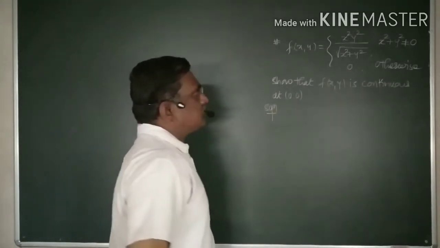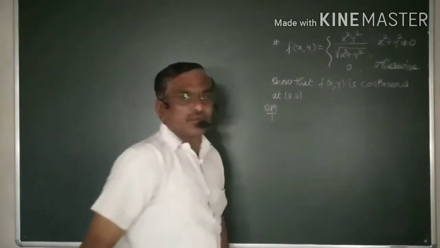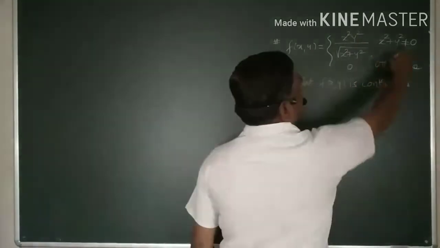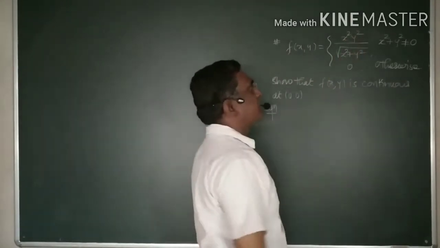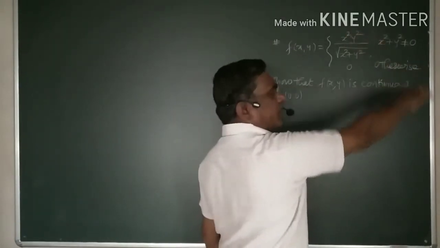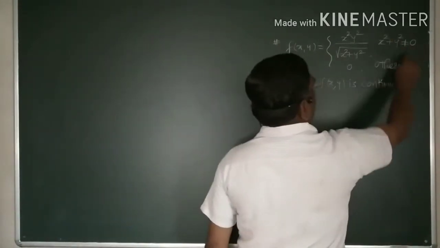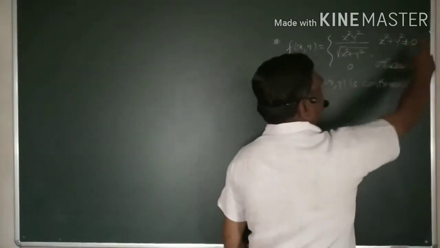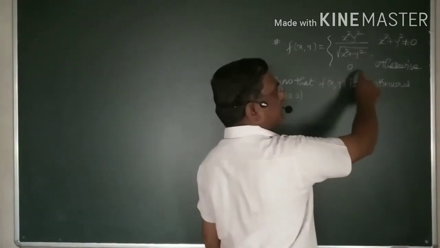We will solve this just by using the definition of continuity. How is the function defined? When x squared plus y squared is not equal to 0, the function f(x, y) is defined to be x squared into y squared upon root of x squared plus y squared. And at all the values of x and y where this condition is not satisfied, the function f(x, y) is defined to be 0.